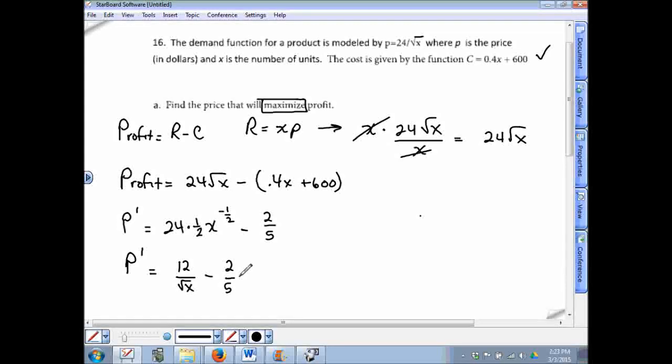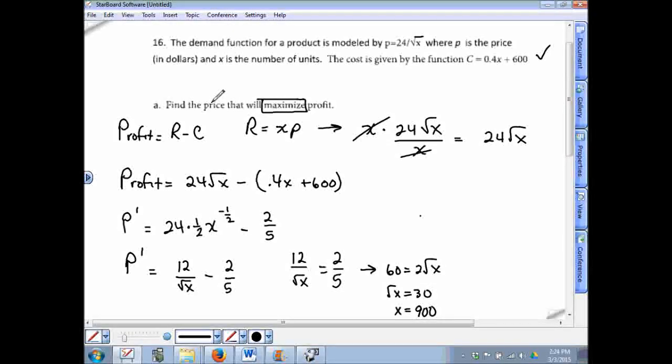So we need to set the derivative equal to 0 and find the extrema. If you add 2/5 to the other side, we would get this. You cross multiply to solve, and you're going to get 60 is equal to 2 square roots of x. Divide by 2 and you get the square root of x is equal to 30, so x is equal to 900. That means you have to sell 900 units to realize the maximum profit.